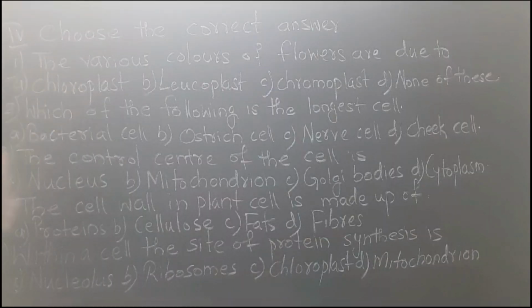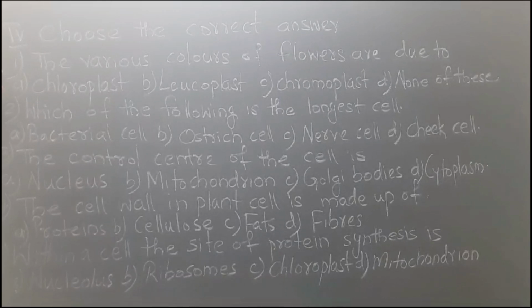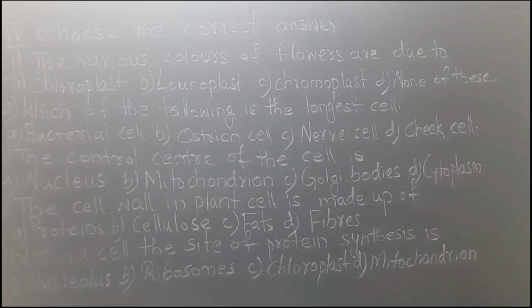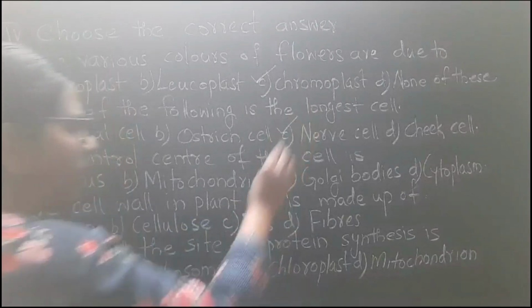Number 4, choose the correct answer. Under this title, there are 7 questions. Number 1, the various colors of flowers are due to A. Chloroplast, B. Leucoplast, C. Chromoplast, D. None of these. Chromoplast is the correct answer. Which of the following is the longest cell? A. Bacterial cell, B. Ostrich cell, C. Nerve cell, D. Cheek cell. Nerve cell is the correct answer.